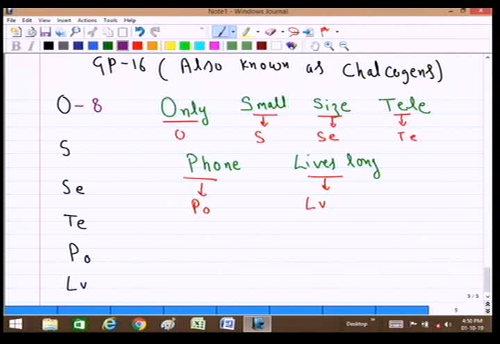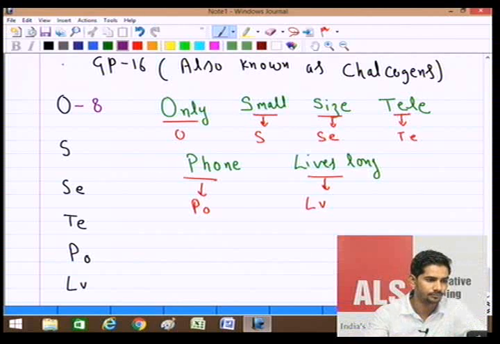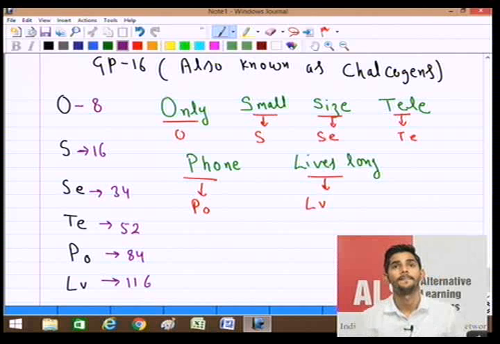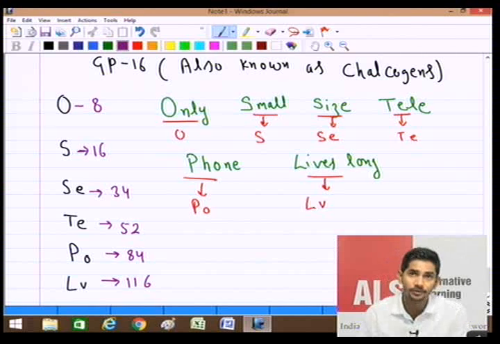So, let's begin with the answer. This is your 16, 34, 52, 84 and 116. Any confusion? So guys, let's move on. Okay.